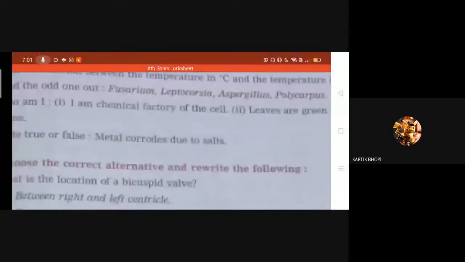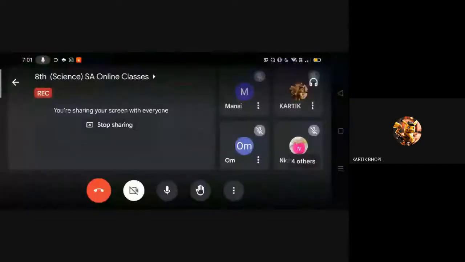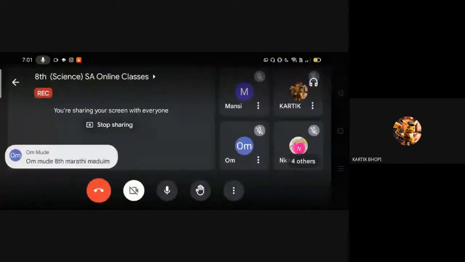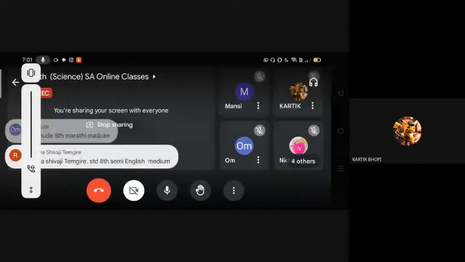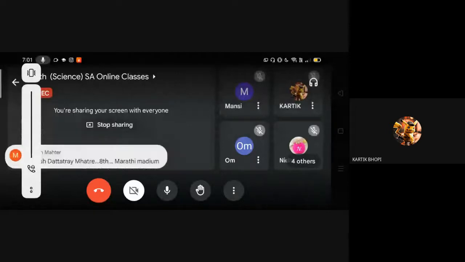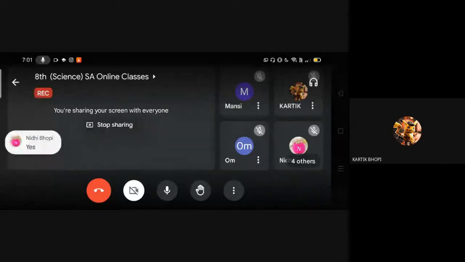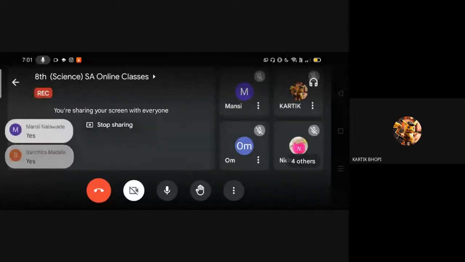Is the screen visible to you? Screen is visible. Is my screen visible? Okay. I'll be sharing both English and Marathi worksheet and then you have to answer, okay?